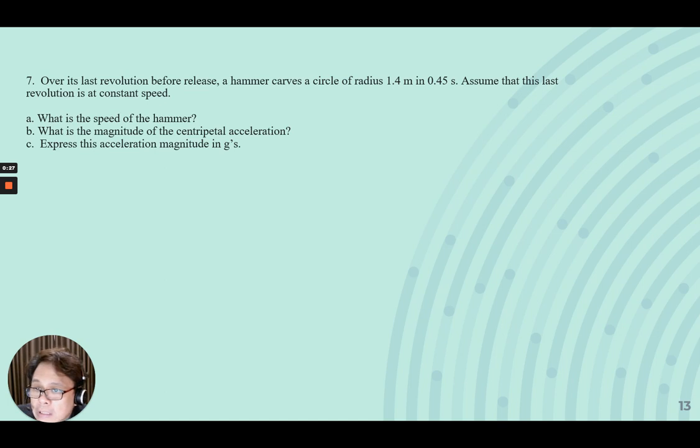So we are given the radius of the circle, 1.4 meters, and the time it takes to complete that revolution is 0.45 seconds. We can compute for the V sub s using the equation V sub s is equal to 2 pi r all over t. Okay, so we have the radius and you are also given the time, it's 0.45 seconds. We substitute pi is 3.14. The radius is 1.4 meters, that's a given, and the time is 0.45 seconds.